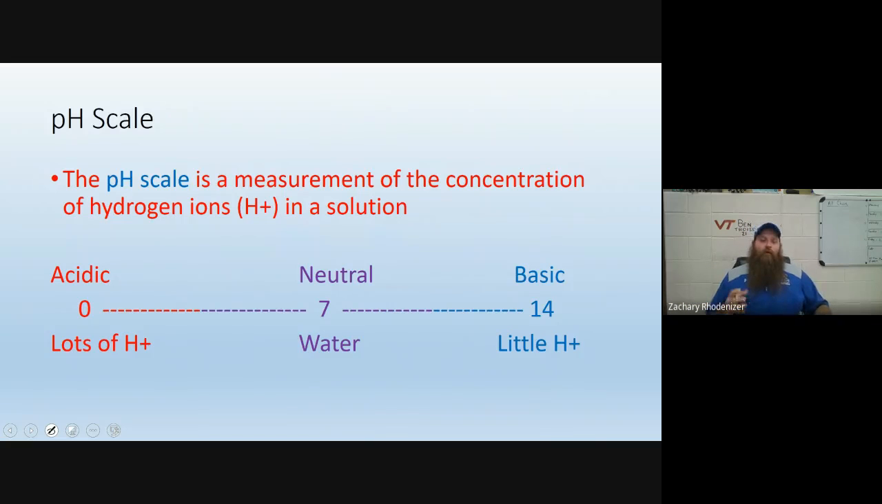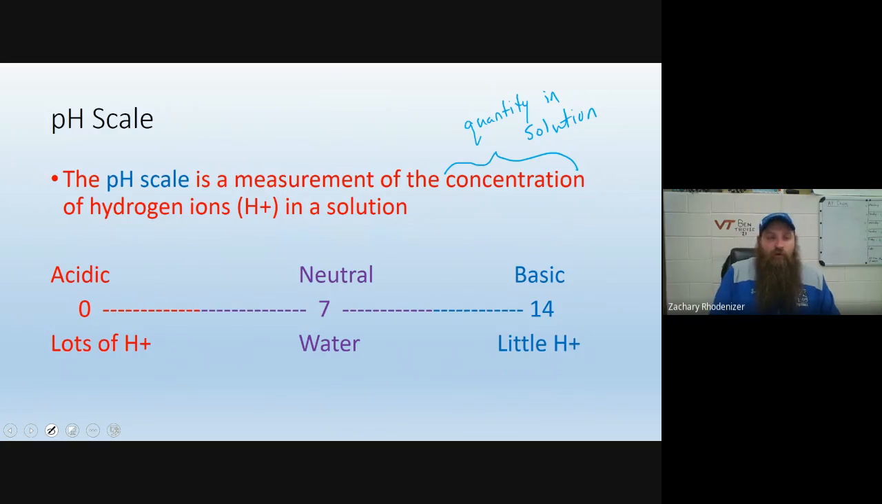Now, since we're talking about acids and bases, let's talk about pH for just a minute. The pH scale tells you how many hydrogen ions, the H plus, there are in solution. When we're talking about the quantity of something in solution, we call that concentration. The greater the quantity, the stronger the concentration. So if you have a pH of 0, 1, or 2, you have a lot of hydrogen ions in your solution. If you have a pH of 14, you have very little, but you would have a lot of OH in solution.